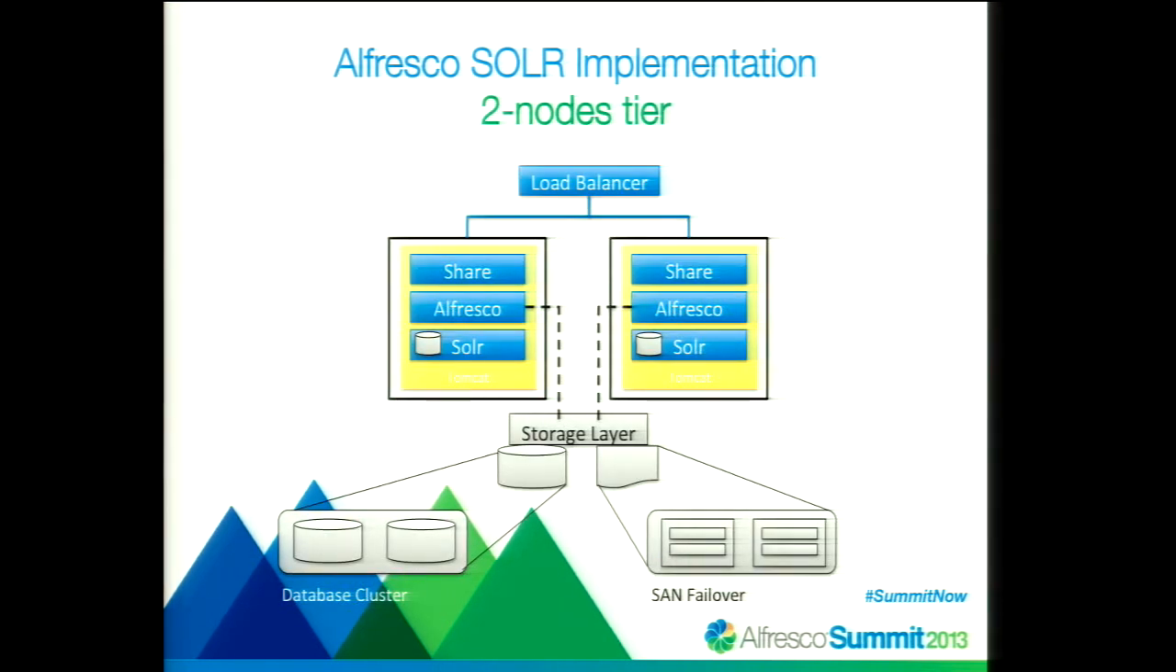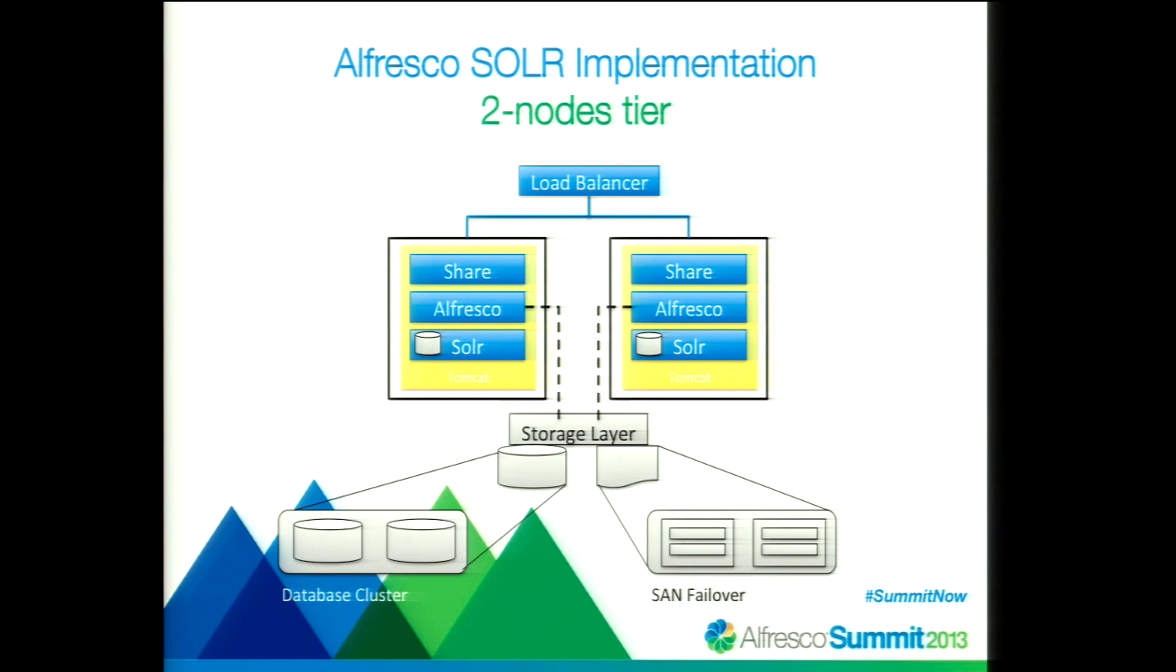The clustering architecture we can have with Solr right now is 2 nodes, or maybe N nodes, but you will have the 3 applications on the same server, on the same Tomcat: Solr, the Alfresco repository, and Share.